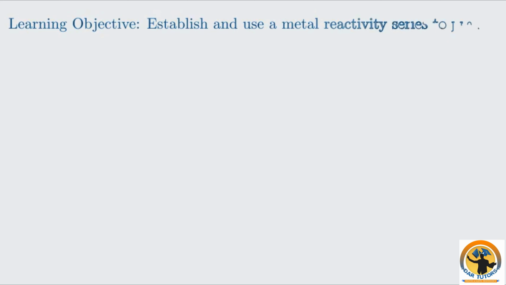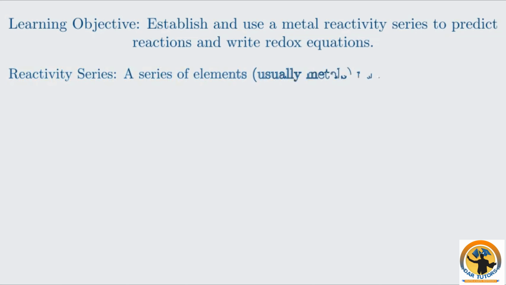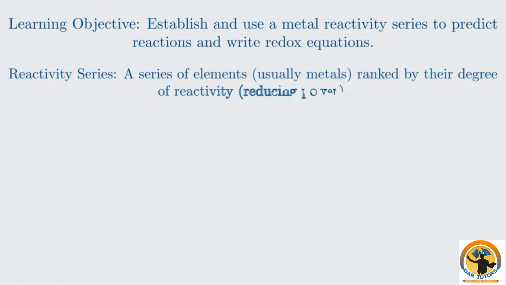Our objective is to establish and use a metal reactivity series, predicting the outcomes of single displacement reactions and representing them with redox equations. This involves understanding how metals compete to lose electrons. A reactivity series is a list of metals ranked in order of their chemical reactivity. The most reactive metal is at the top, and the least reactive is at the bottom. Reactivity in this context is defined as the ease with which a metal loses electrons to form cations.